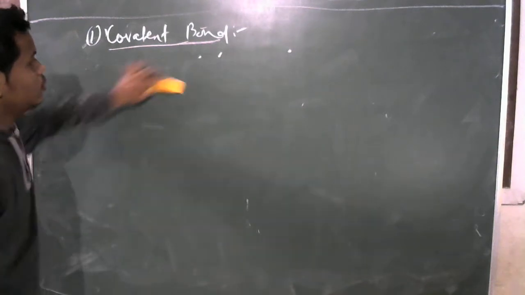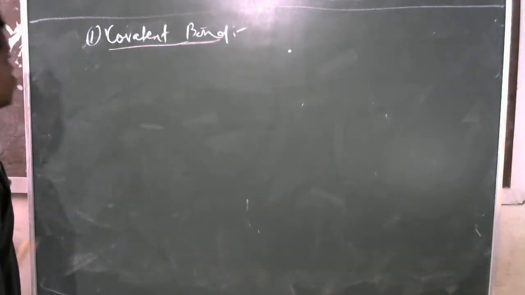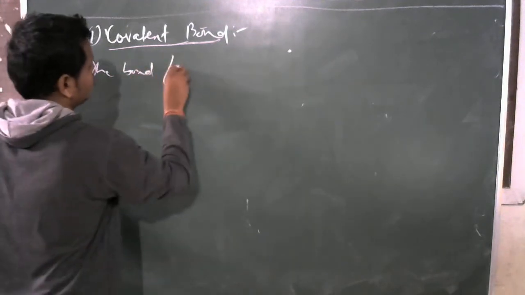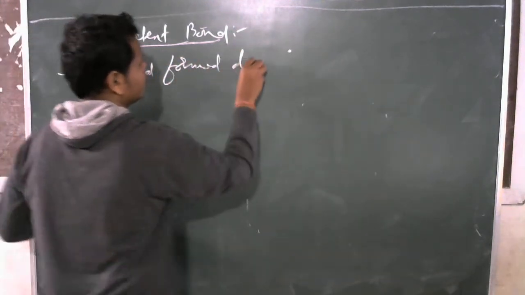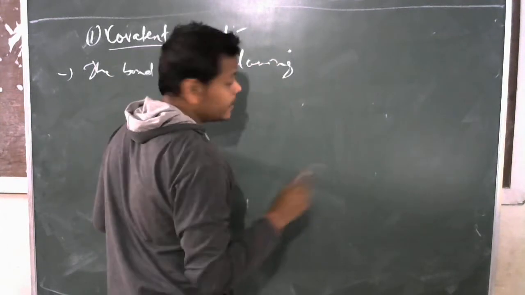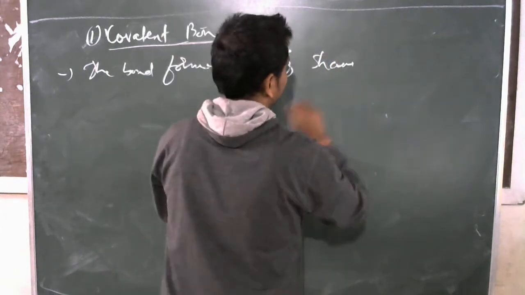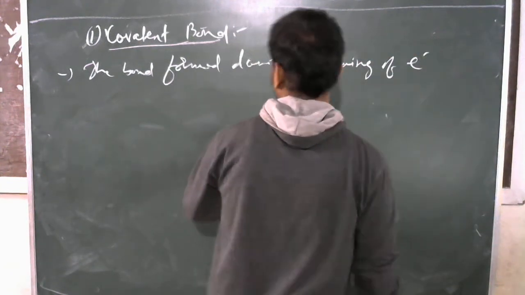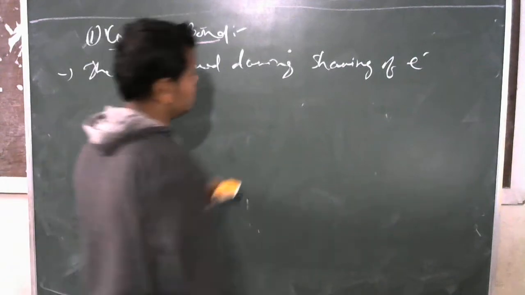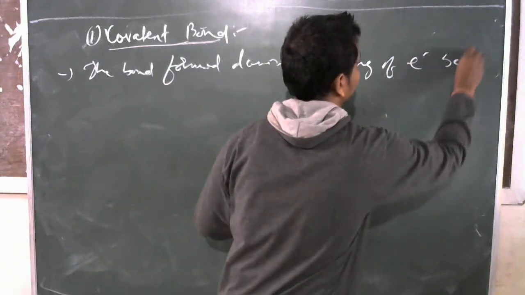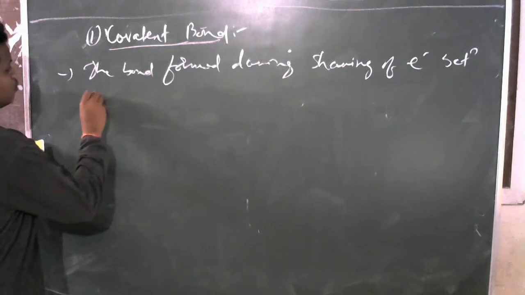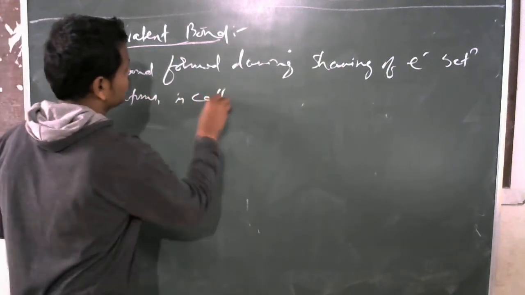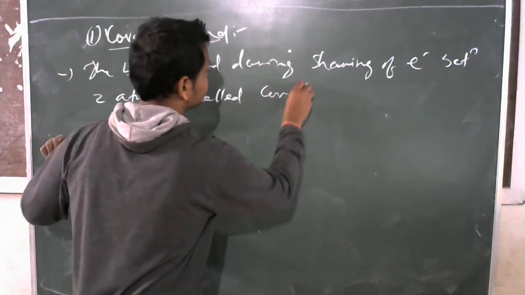Covalent bond. What is a covalent bond? The bond formed during sharing of electrons between two ions or atoms, between two atoms, is called a covalent bond.